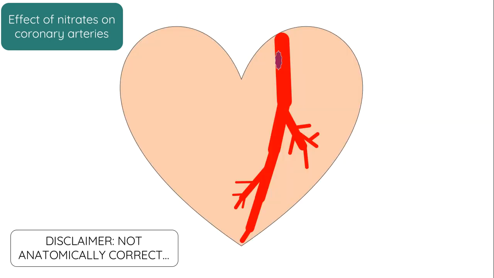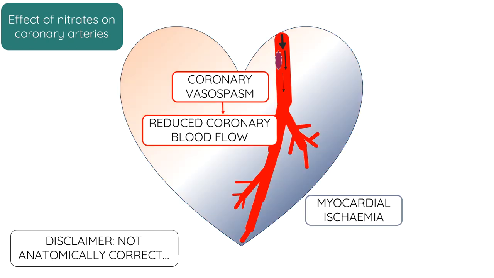So let's look at how nitrates work on specific blood vessels. So we've got coronary arteries here, and we've got our thrombus in our coronary artery, and we've got coronary vasospasm around that thrombus, which is reducing blood flow through the coronary artery. And reduced blood flow leads to ischemia because the heart tissue isn't being perfused, it's not receiving enough oxygen, and that causes our ischemic chest pain.